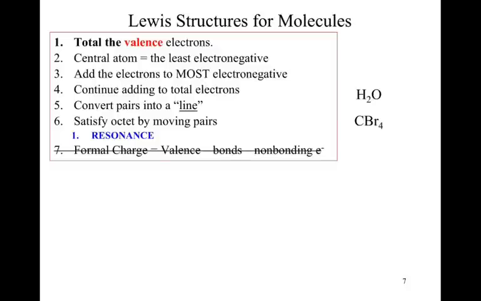With my simplified version, let's take a look at a couple examples. We'll start with H2O. So, I want to total the valence electrons. In step 1, I've got hydrogen with 1 valence electron. I've got oxygen with 6 valence electrons. Well, how did I pull that out so fast?